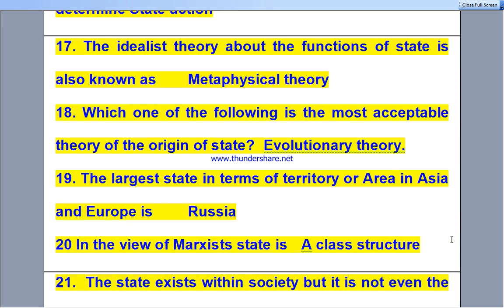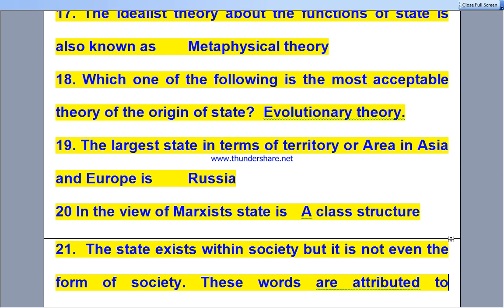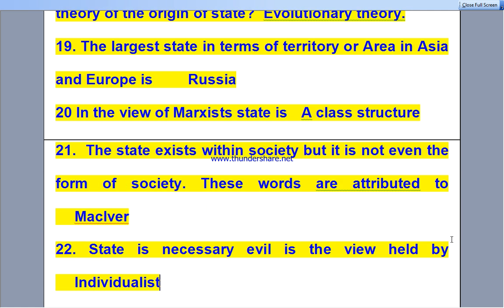Number 17, the idealist theory about the functions of state is also known as metaphysical theory. 18, which one of the following is most acceptable theory of the origin of state? Evolutionary theory. There are many other theories. 19, the largest state in terms of territory or area in Asia and also in Europe is Russia.